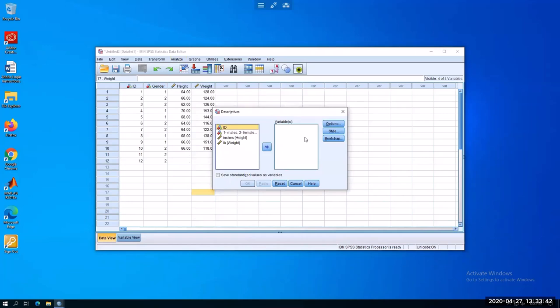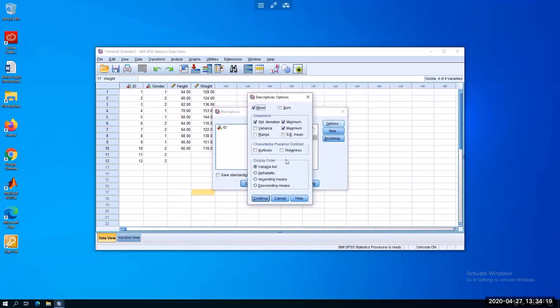Okay. And when this window pops up, we need to move over all of the variables except for the random ID number. So, gender, inches, and this one, pounds. So height, weight, and gender. We moved everything to our variables list. We're actually moving everything that we want to analyze here to your right.